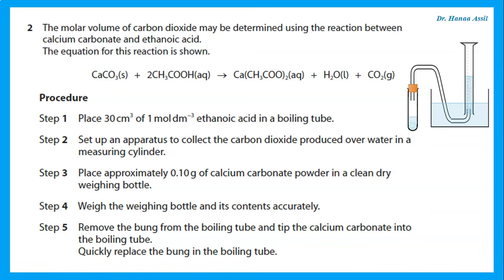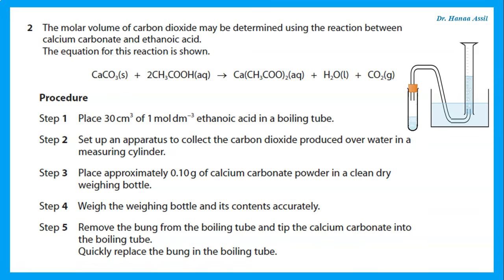If I have my reaction in a boiling tube and then I want to collect the gas given off over water in a measuring cylinder, then we should have a delivery tube going into this big beaker, which is called the trough, and we have an inverted measuring cylinder. At the beginning, the measuring cylinder is full of water, but then as the gas comes out, it collects.